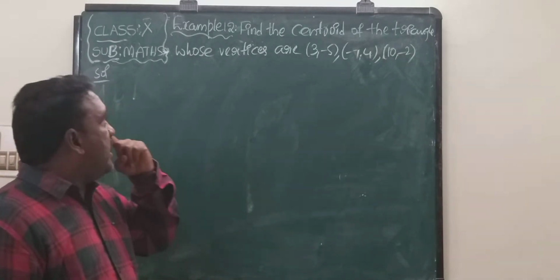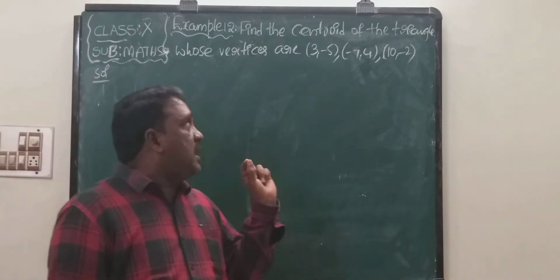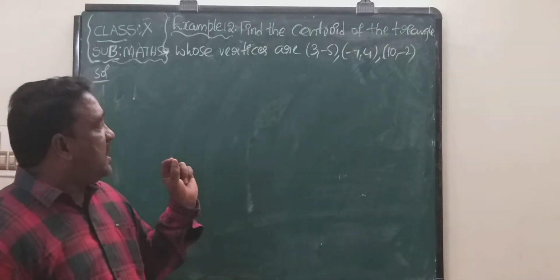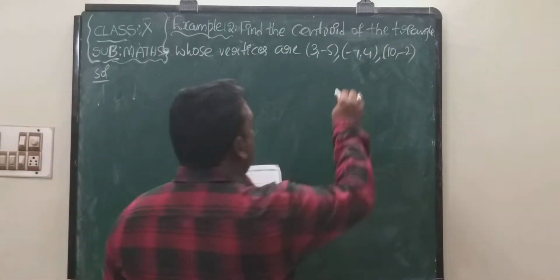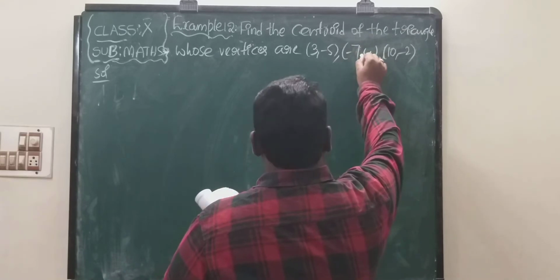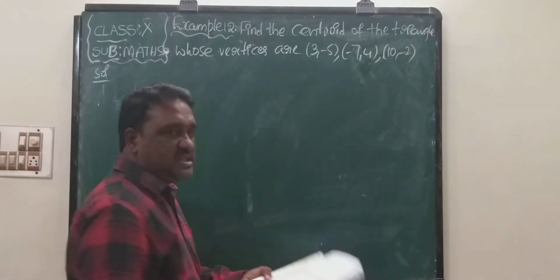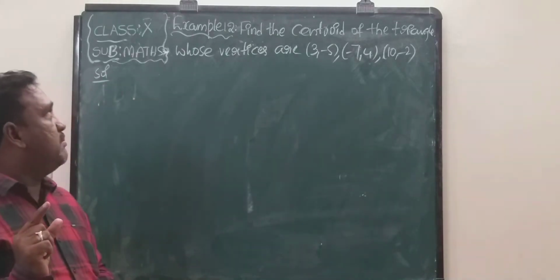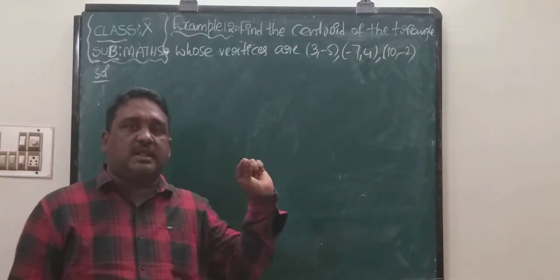Find the centroid of the triangle. Find the centroid of the triangle whose vertices are (3, -5), (-7, 4) and (10, -2). So that is problem number 12, example 12. Find the centroid of the triangle.